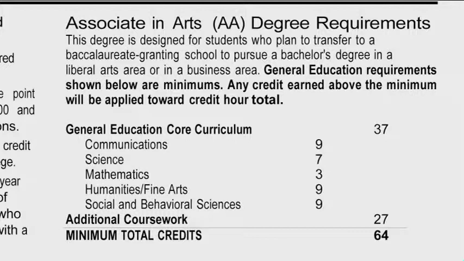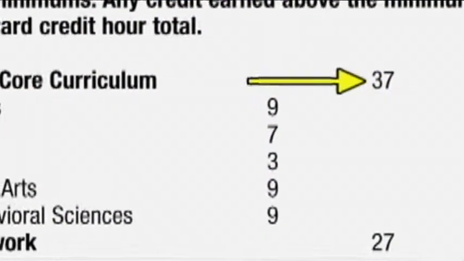These gen eds are broken down on the left side of the worksheet as a minimum of 9 hours of communications, English and speech, a minimum of 7 hours of physical life sciences, a minimum of 3 semester hours of math, a minimum of 9 semester hours of humanities and fine arts, and a minimum of 9 hours of social and behavioral sciences. Remember, all these minimum semester hours will add up to 37 hours of general education courses.